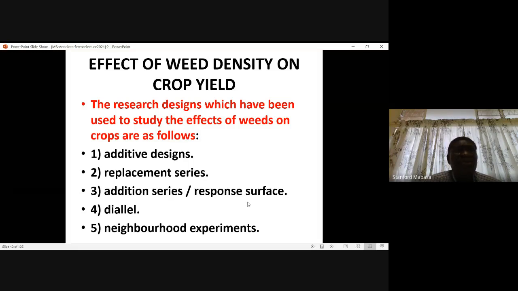Then we also want to find out the competitive abilities of these weeds. I know in a given field, we have got a mixture of weeds. But when we control, we just remove all the weeds. But is it that all these weeds are harmful? Or probably there are just a few weeds which are harmful, but we don't know the harmless and the harmful weeds.